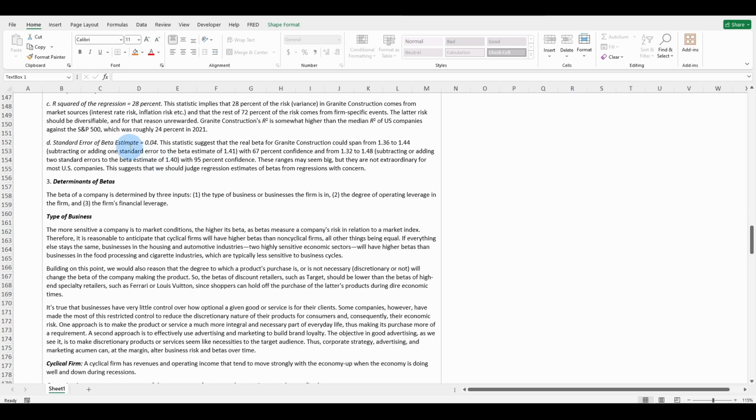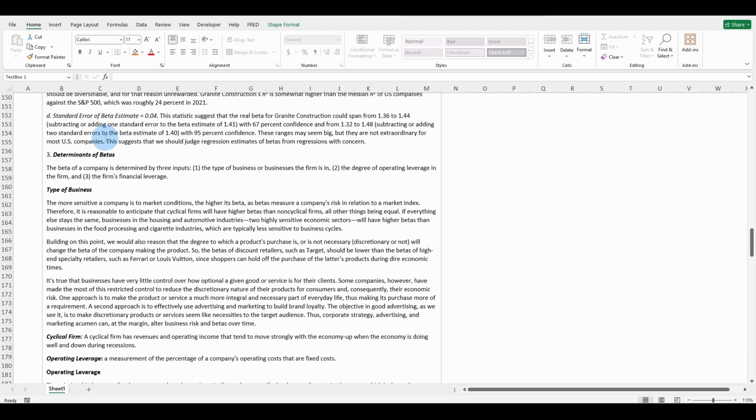Standard error of beta estimate equals 0.04. This statistic suggests that the real beta for Granite Construction could span from 1.36 to 1.44, subtracting or adding one standard error to the beta estimate of 1.4 with 66% confidence, and from 1.32 to 1.48, subtracting or adding two standard errors to the beta estimate of 1.4 with 95% confidence. These ranges may seem big, but they are extraordinary for most U.S. companies. This suggests that we should judge regression estimates of betas from a regression with concerns.